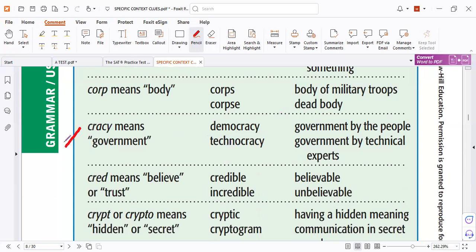Democracy, the most common word. Demo means people in any word in English. Cracy means power. So the power of people. So when we have the power of people, it means people control themselves. They elect their leaders by themselves. So we call it government by people.